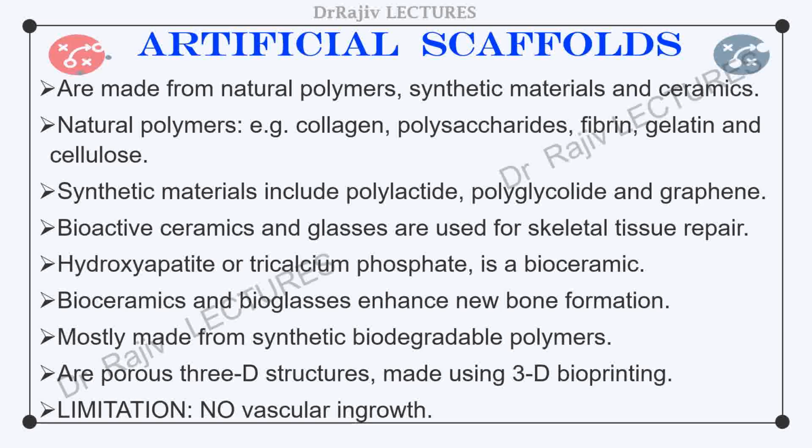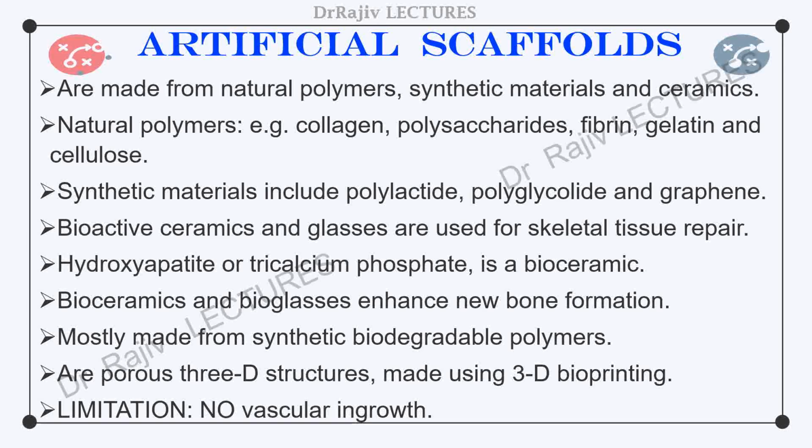Natural polymers used include collagen, polysaccharides, fibrin, gelatin, and cellulose, while synthetic materials include various synthetic polymers such as polylactide, polyglycolide, and the carbon compound graphene. Bioactive ceramics or bioceramics and bioactive glasses or bioglasses are widely used for skeletal tissue repair. Hydroxyapatite or tricalcium phosphate is an example of bioceramic. Ceramics are known to enhance osteoblast differentiation and proliferation. New bioactive glasses are based on borate and borosilicate compounds. They are biocompatible and enhance new bone formation.